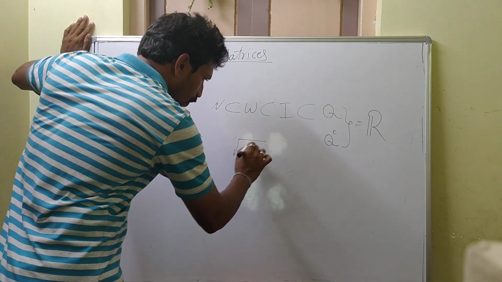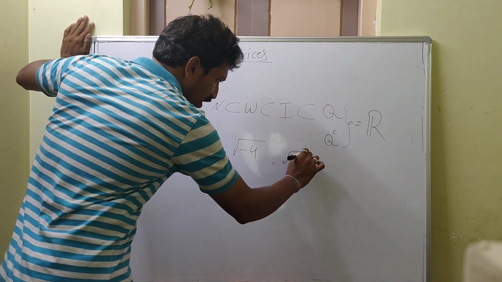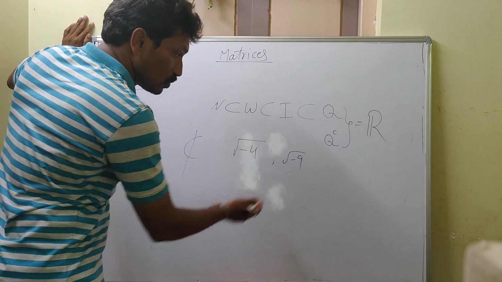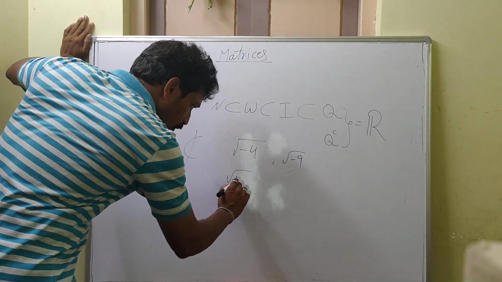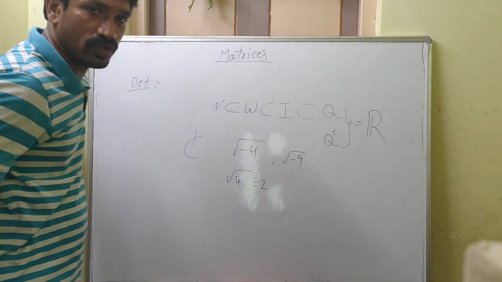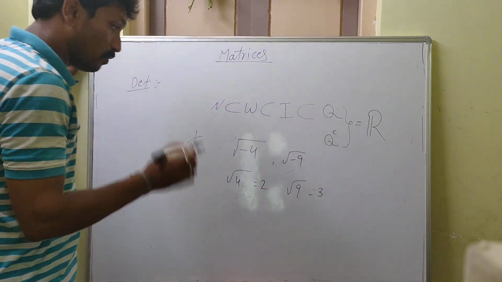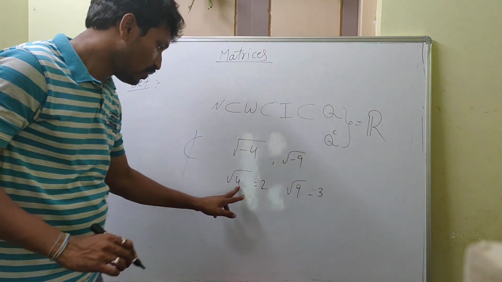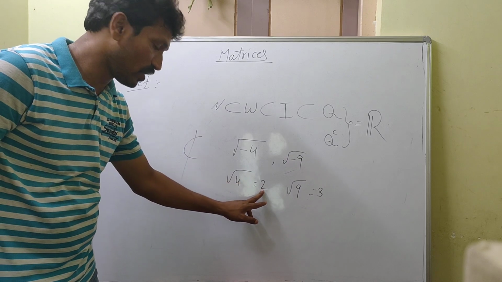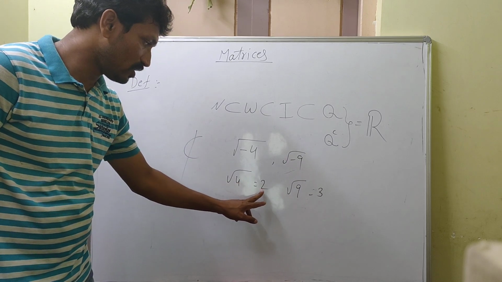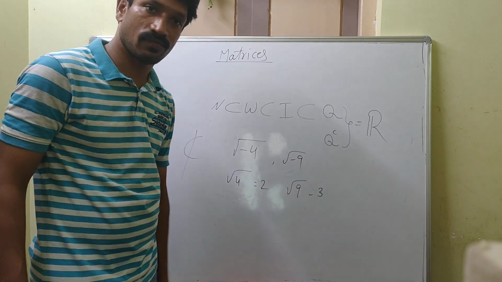Whenever you have root over minus 4 or root over minus 9 like this, if you take only root 4, that value becomes 2. If you take root 9, that value becomes 3. Why is it 2, why is it 3? You can write 4 as the square of 2, so that's why it gives 2. 9 you can write as the square of 3, that's why it gives 3.